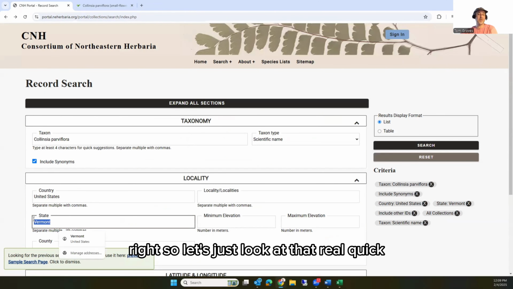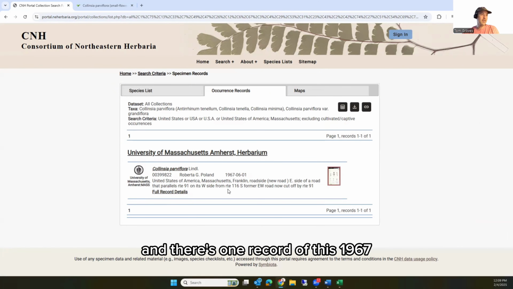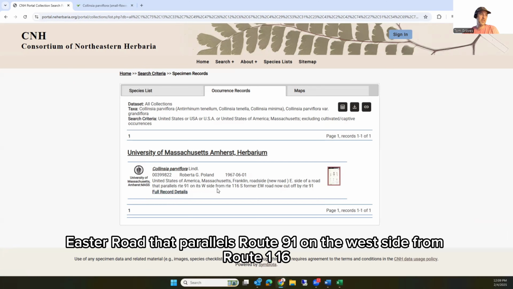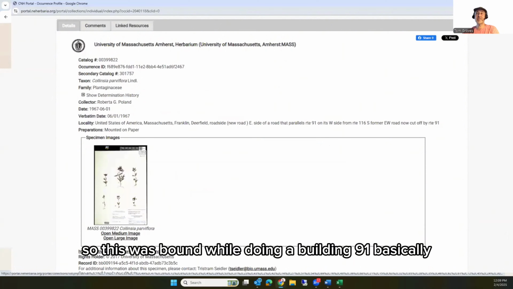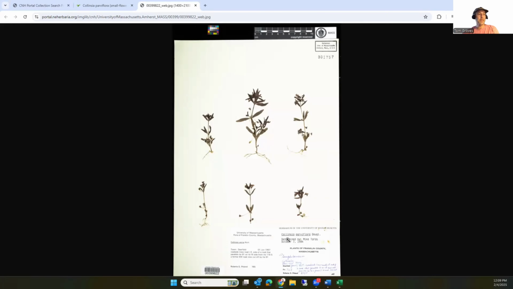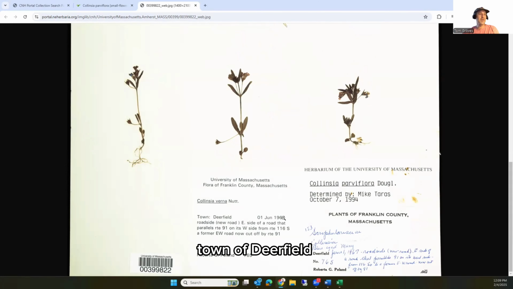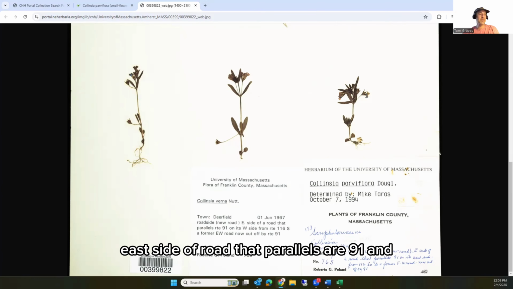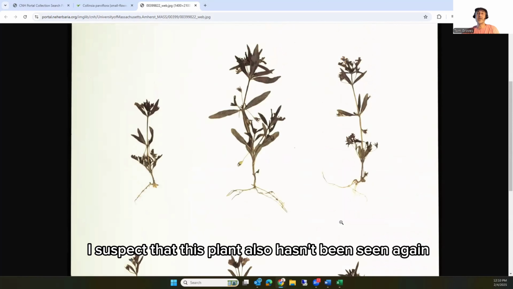Let's just look at that real quick, since we know that they're potentially a disjunct population. There's one record of this, 1967. It says roadside, east of road that parallels Route 91 on the west side from Route 116, now cut off by 91. So this was found while building 91, basically. This person also collected six plants, town of Deerfield, east side of road that parallels Route 91. And I suspect that this plant also hasn't been seen again.